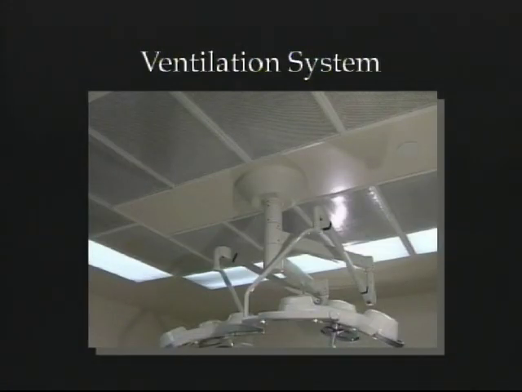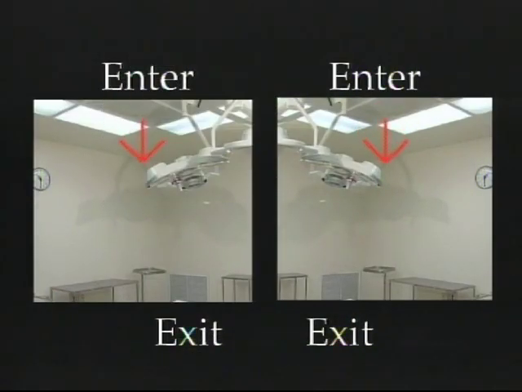The ventilation system in the operating room provides a one-way airflow pattern and maintains positive air pressure within the operating room. Clean filtered air enters the operating room through vents in the ceiling, flows through the room, and exits through vents in the lower wall. This is referred to as laminar flow and is the preferred ventilation system.